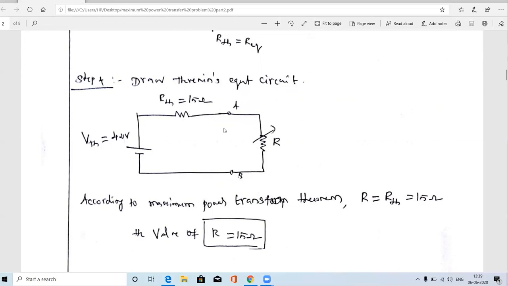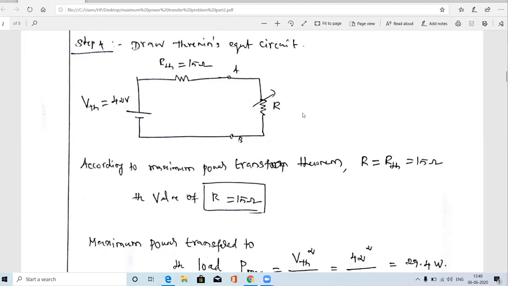Okay, you know down. Then across the terminal A and B, we are drawing the Thevenin's equivalent circuit. Then we have to connect that load across the terminal A and B. So what is the load for our circuit? R, the variable resistor R.